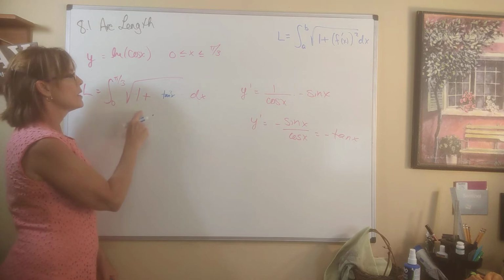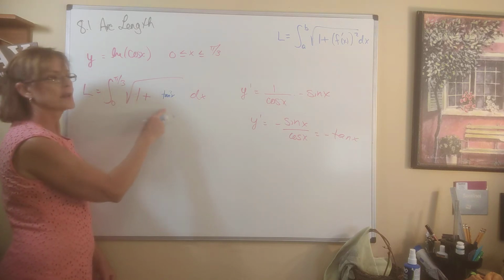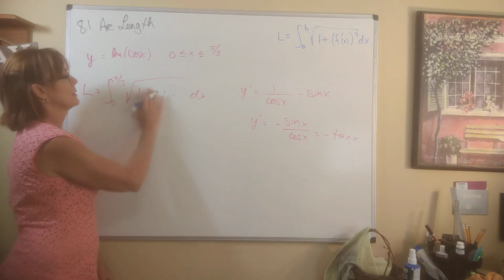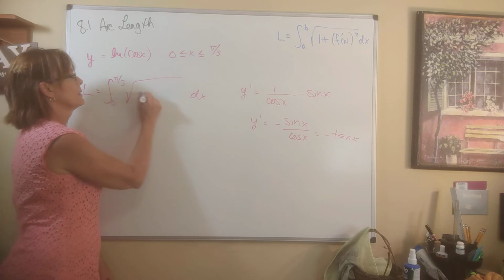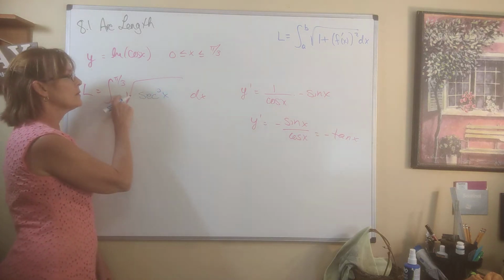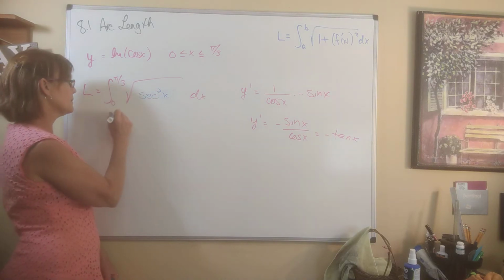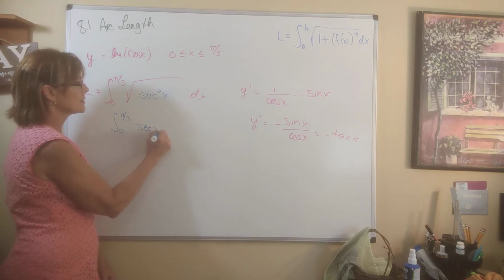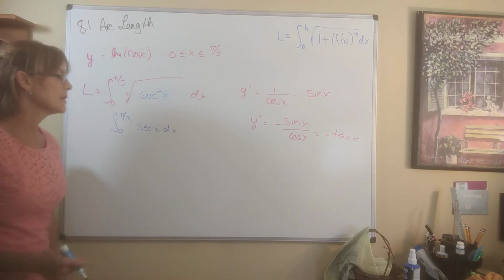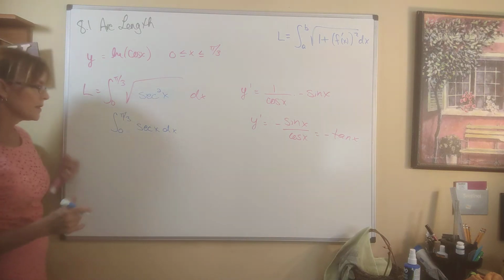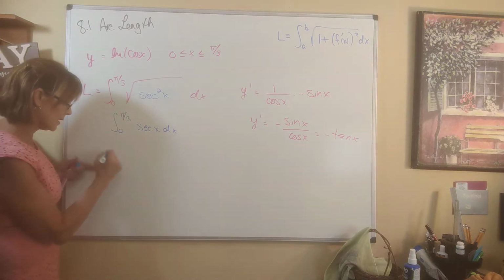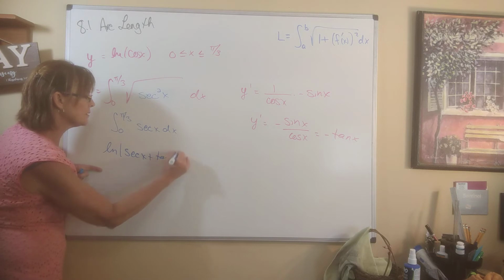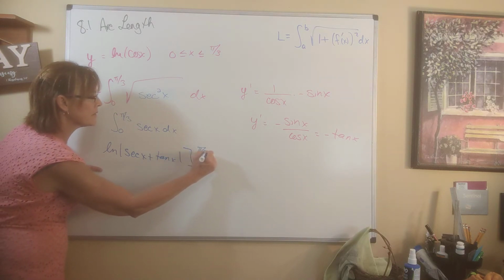So we get the square root of 1 plus tangent squared of x. But 1 plus tangent squared of x is a Pythagorean identity, so this is secant squared of x. And the square root of something squared is just the something. So this just reduces to the integral from 0 to pi over 3 of secant of x dx. The integration of secant of x is a little bit awkward, but it's the natural log of the absolute value of secant of x plus tangent of x, and we're going to evaluate from 0 to pi over 3.